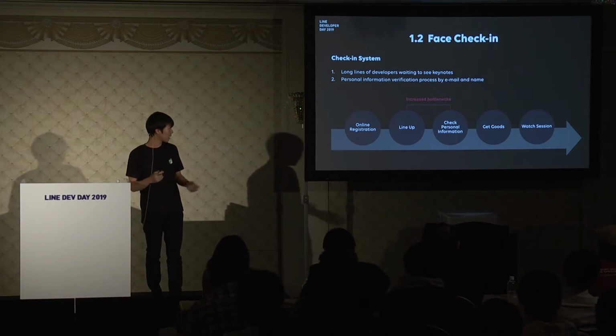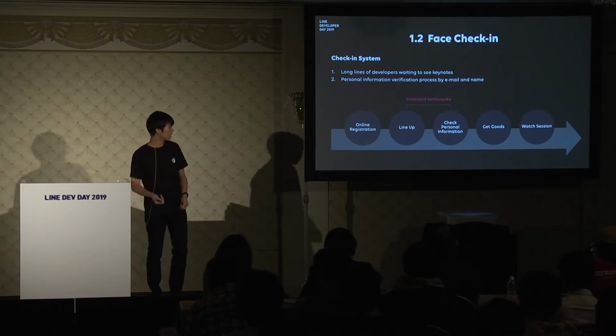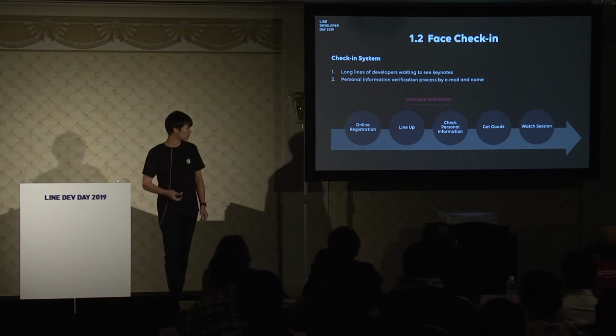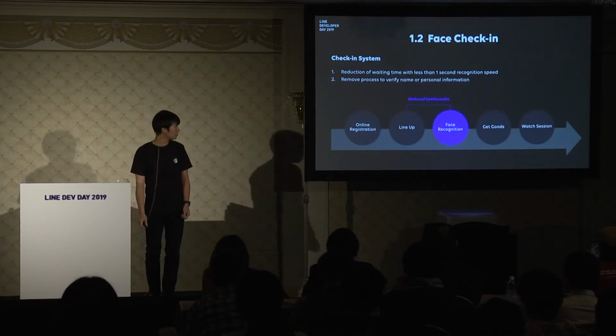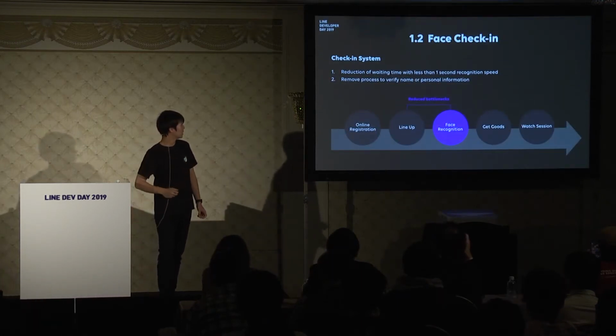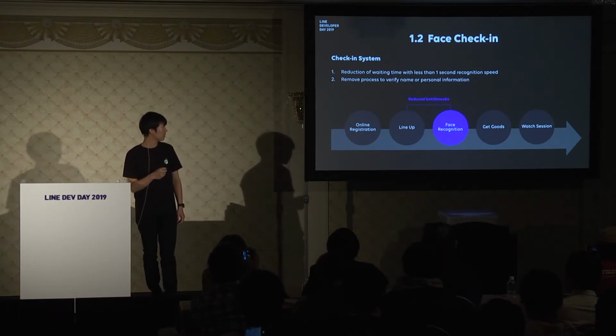First, we register online, line up, check personal information, get goods, and watch sessions. There are bottlenecks in lining up and checking personal information. But with face recognition, we can reduce the bottlenecks in the lineup. We can reduce waiting time with less than 1 second recognition speed and remove the process to verify name or personal information.